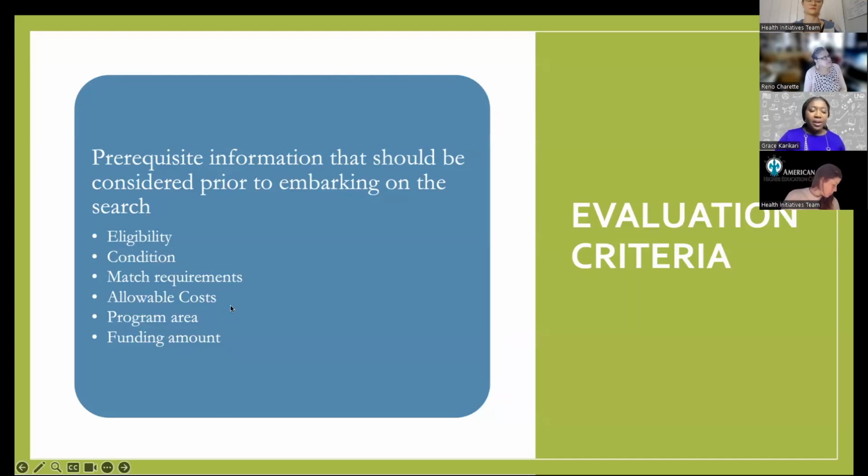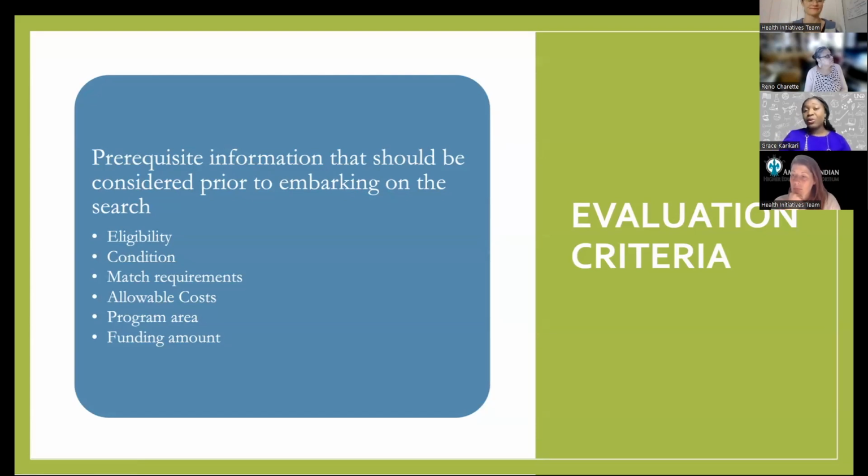And then the program area, are you allowed to just implement the research in any area? Think about that as well. And then the funding amount, how much is the money and how much do you need? Is it in line with what you need? If it's more than that, do you have a legitimate reason to justify why you need, let's say, $500,000 when the project is actually going to cost you around $100,000? Or maybe the grant amount is $20,000, but you are really in need of $100,000. What are you going to do to close the gap? Are there other opportunities you can go for?